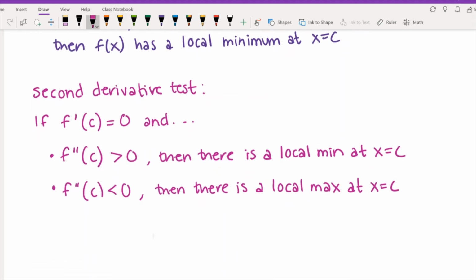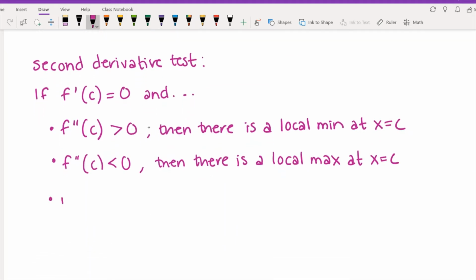And then if you take the second derivative and you get 0, that just means it's inconclusive. If that ever happens, you can't use the second derivative test and you have to use the first derivative test instead. The first derivative test works in more situations, but it's slower.